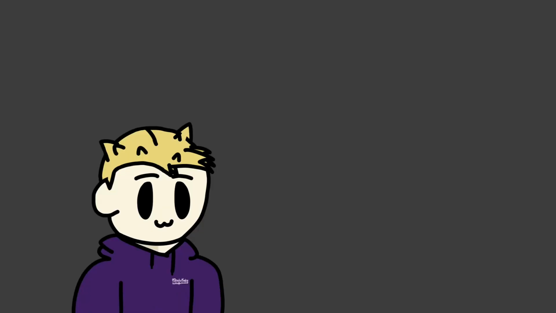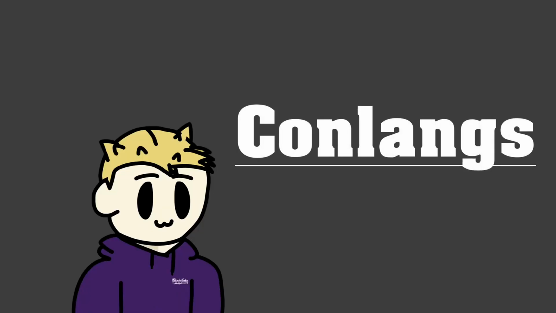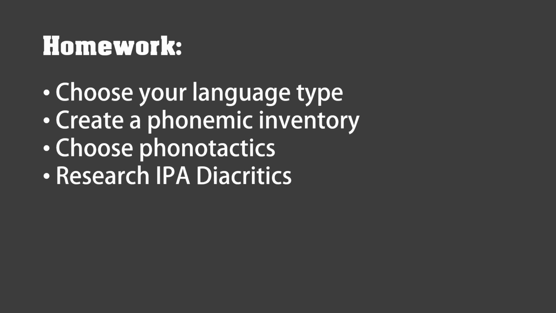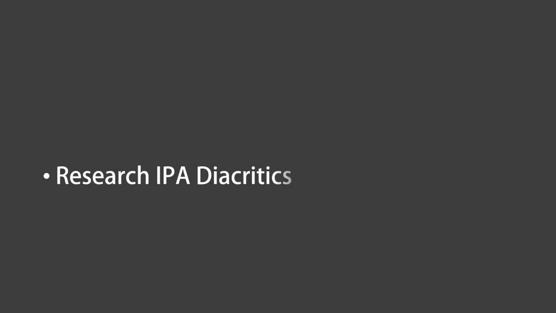And I'm back. Today we're going to be talking about conlangs again. Yay. So last time I set you some homework. It was pretty simple. Just choose your language type, create a phonemic inventory, choose phonotactics. That one may be a bit more difficult. And research IPA diacritics. Let's go through that a bit more.